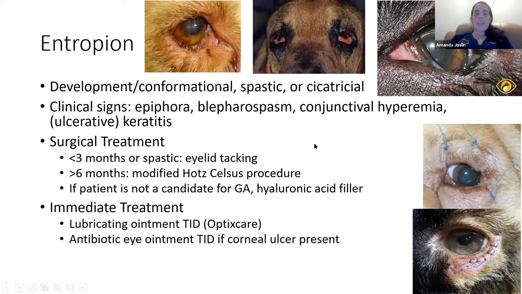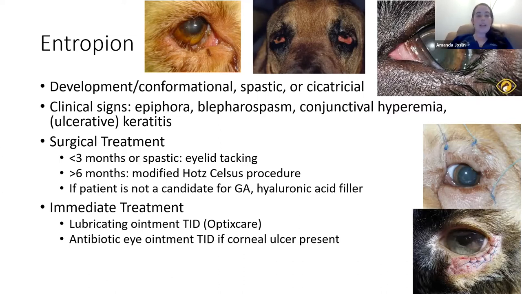Here we go. Okay, so for entropion, what we have is an inward rolling of the eyelid. There are different things this can be caused by. It can be developmental, conformational, spastic, or cicatricial from scarring. The big signs are excessive tearing, squinting, redness around the eye, and inflammation of the cornea itself, whether ulcerative or not. A lot of times we're seeing it of the lower eyelid on the outside, so the inflammation on the cornea itself will be inferotemporal.